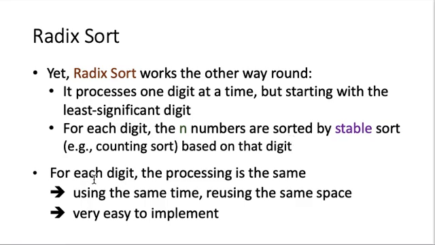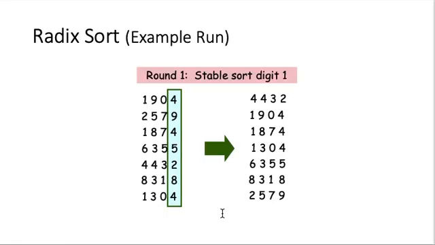So what does that mean? For each digit, the processing is quite uniform. It is the same. We are going to use the same time for each digit, and we can reuse the same working space for processing each digit. And so this method is really easy to implement. So let's see an example run.